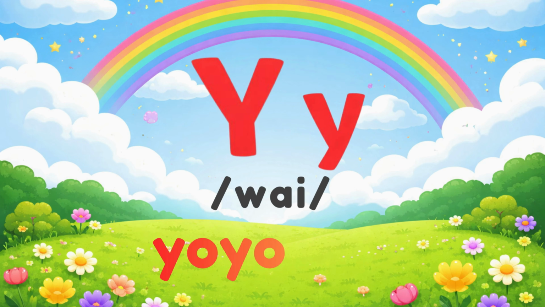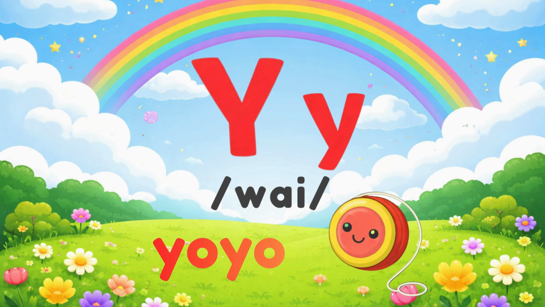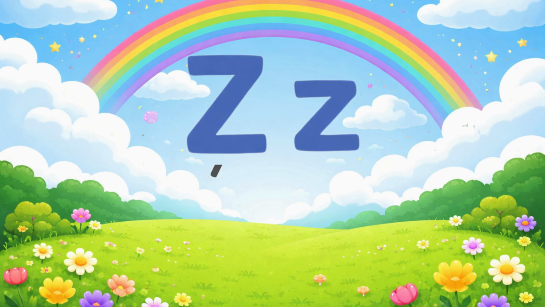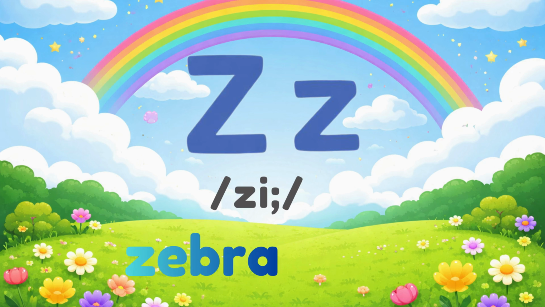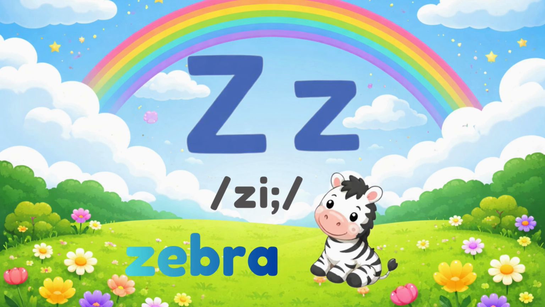Y. This is a yo-yo. Y is for yo-yo. This is the letter Z. Z. This is a zebra. Z is for zebra.